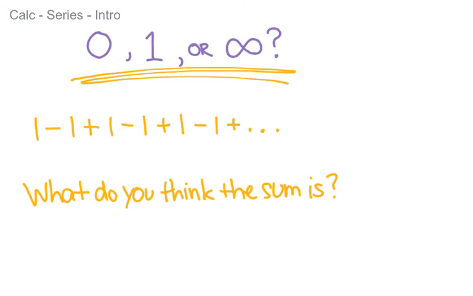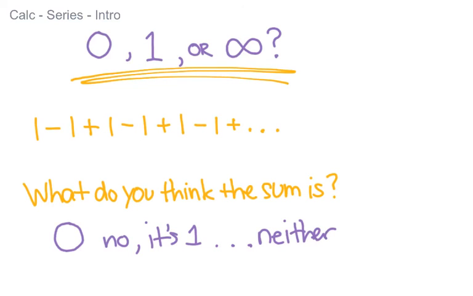Last one. How about this alternating series? 1 minus 1 plus 1 minus 1 plus 1 minus 1 plus 1 minus 1 plus 1. What do you think the sum of that is? Well, it's 0, right? Wait. No. It's 1. Yeah? Oh, shoot. It could be neither. No? Are you puzzled? Intrigued? I am.